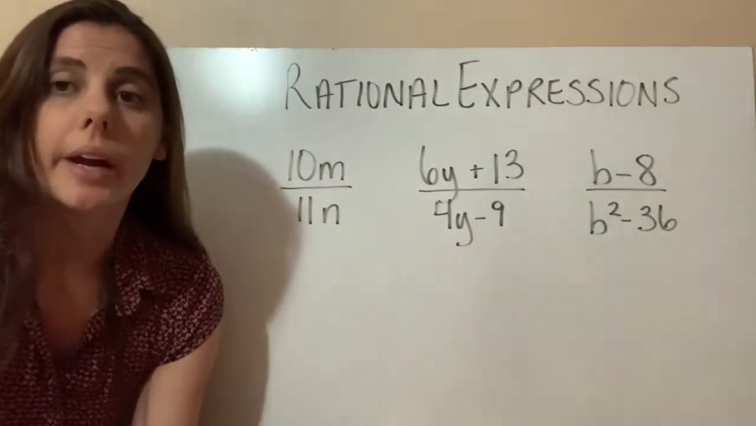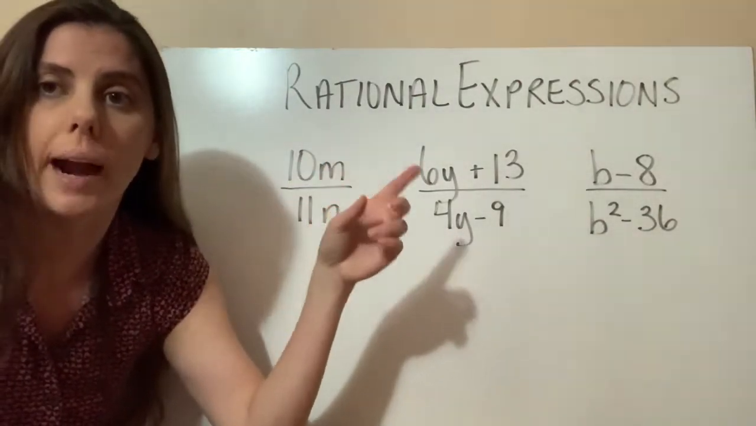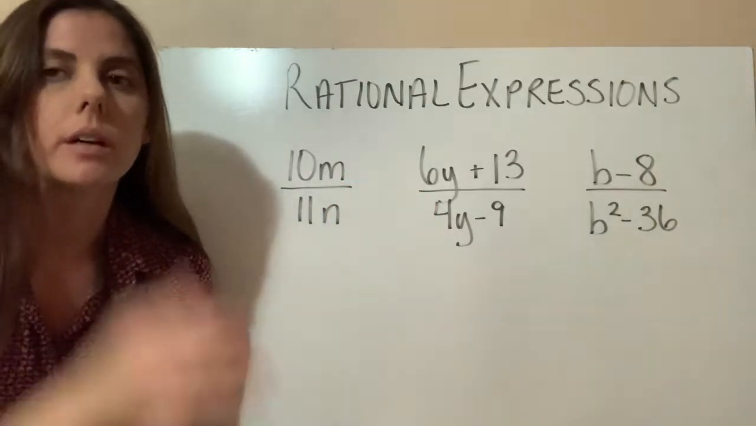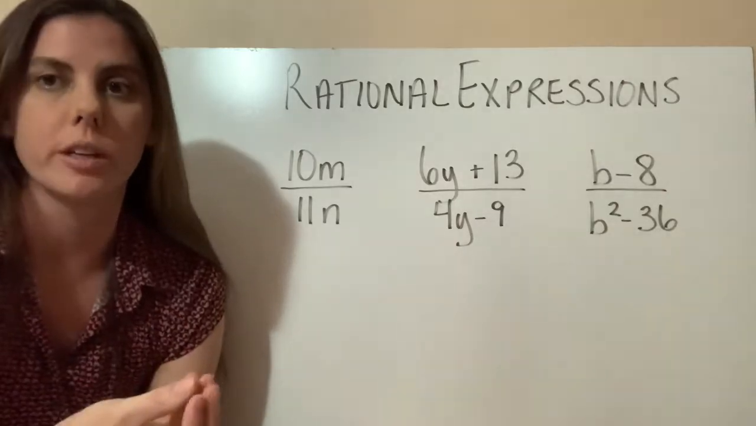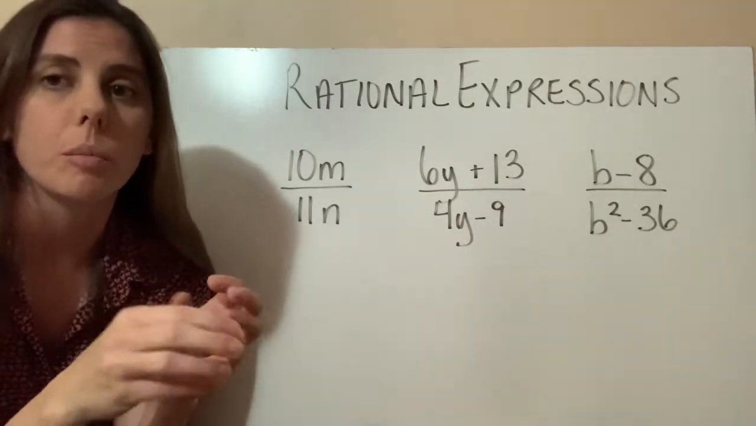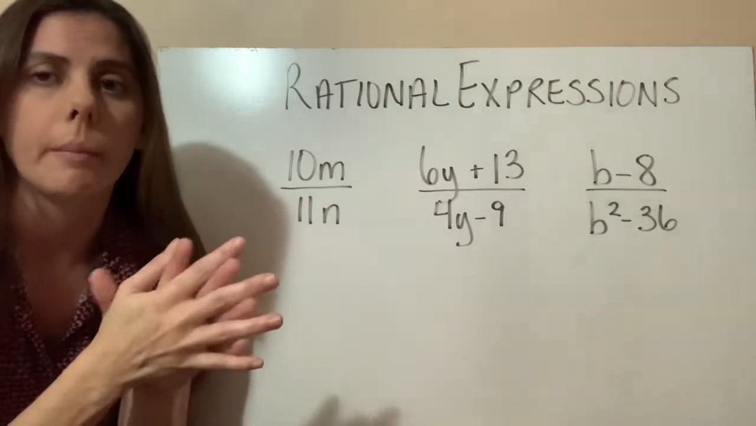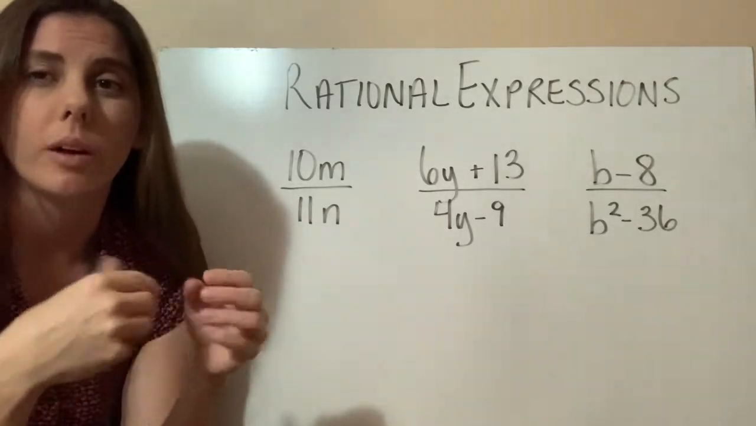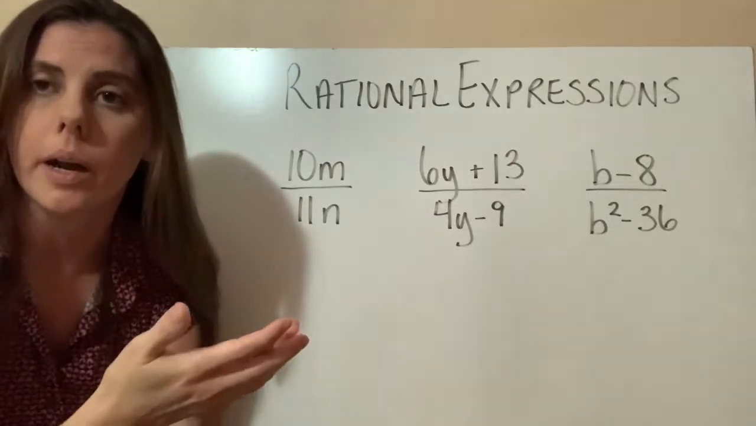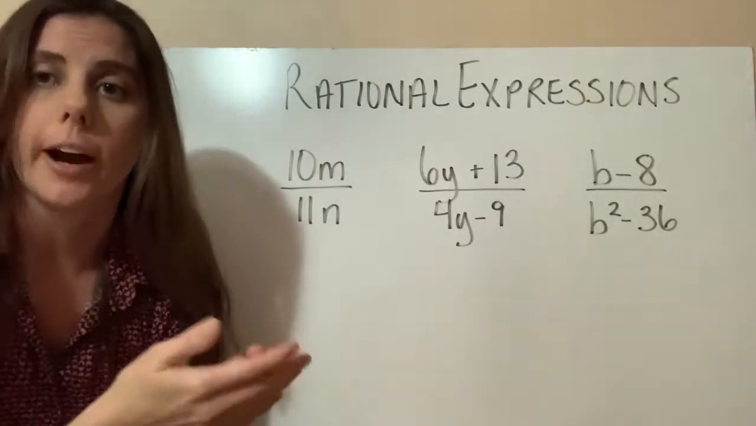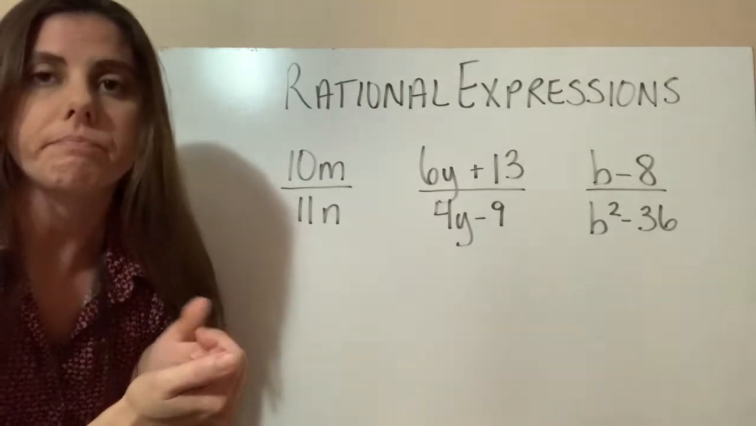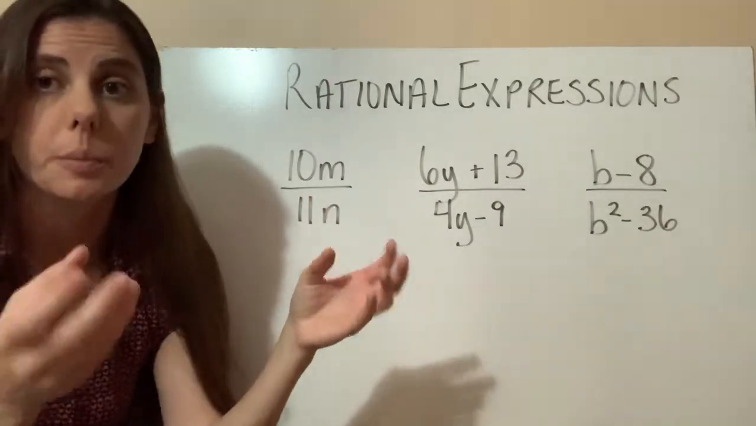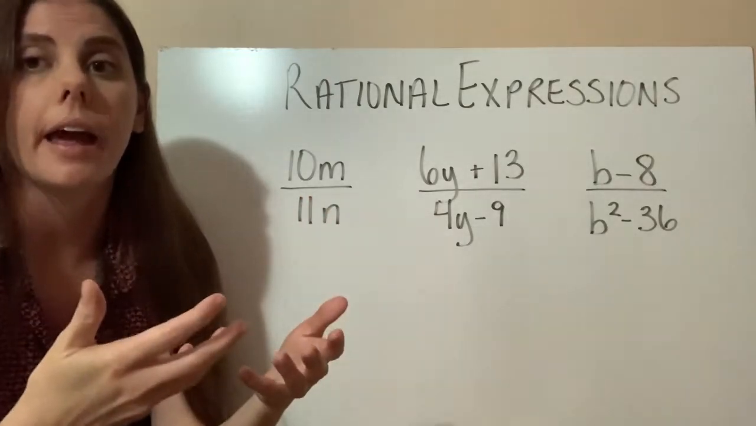Getting started on chapter 8, we're going to be hearing the term rational expression quite a bit in this chapter. So to get us started, let's understand what that term actually means. We've heard the term a rational number. Remember in chapter 1, we determined that a rational number is any number that can be turned into a fraction. So a rational expression is an algebraic expression that is a fraction.